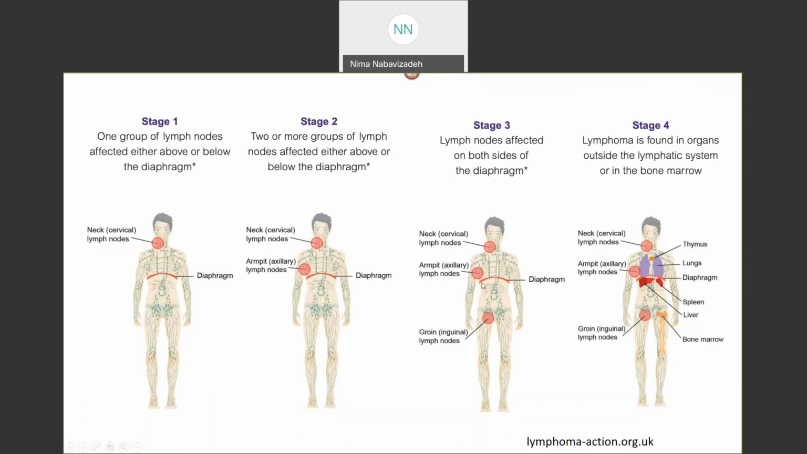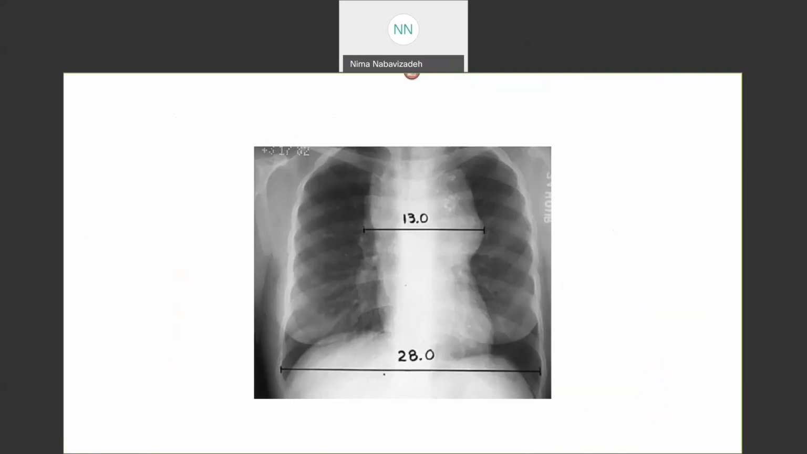Stage 3 is for patients that have lymph nodes on both sides of the diaphragm, but it does not yet involve any kind of solid organs or bone marrow. And patients are classified as having stage 4 whenever they have diffuse disease involving either bone marrow or solid organs such as the lung, liver. In addition to stage, it's important to classify patients as having bulky or not bulky disease.